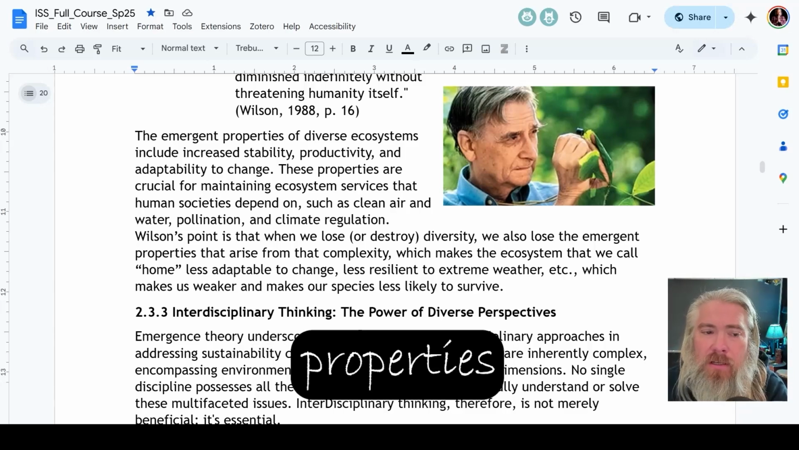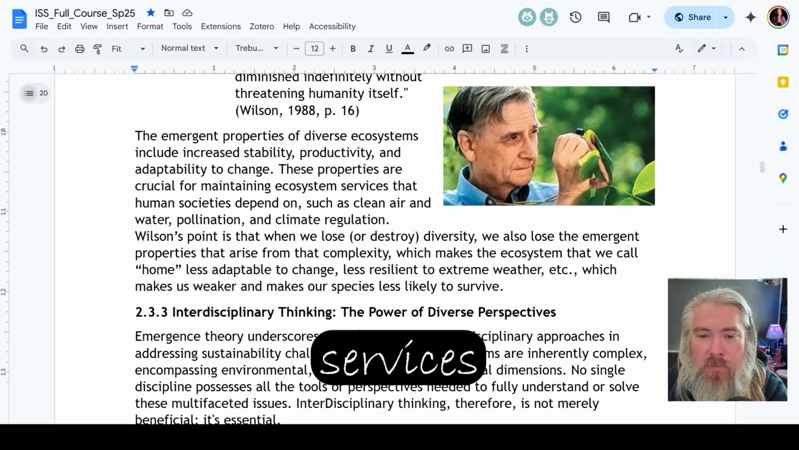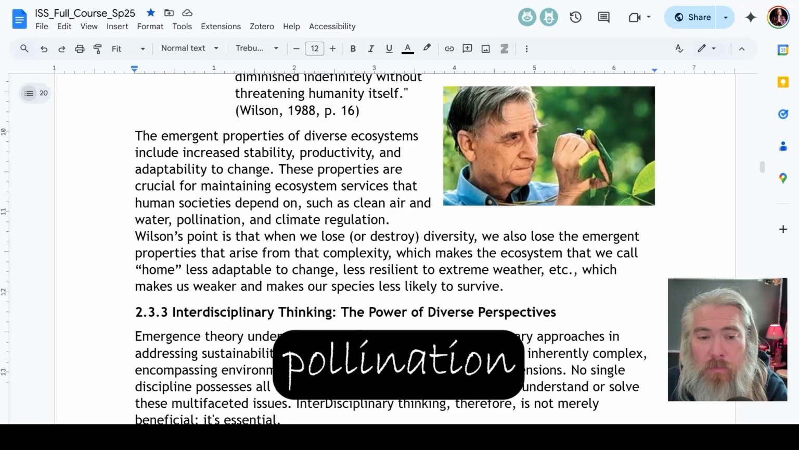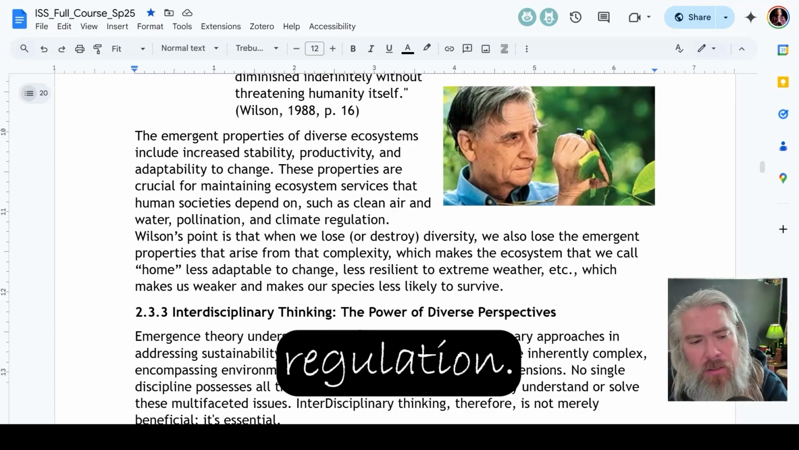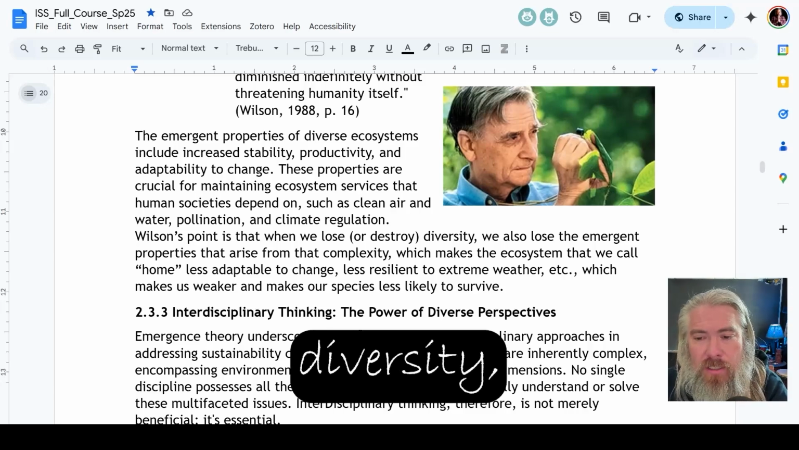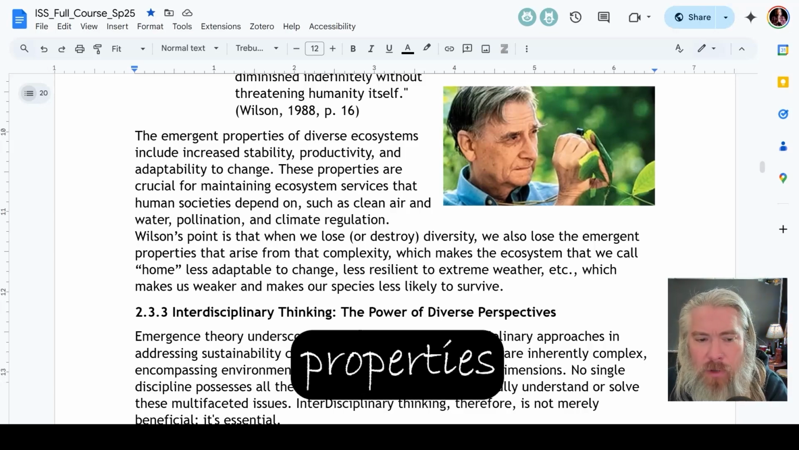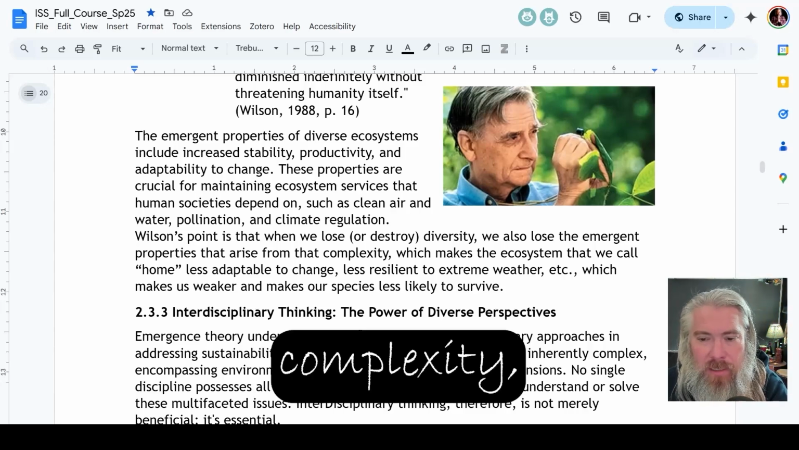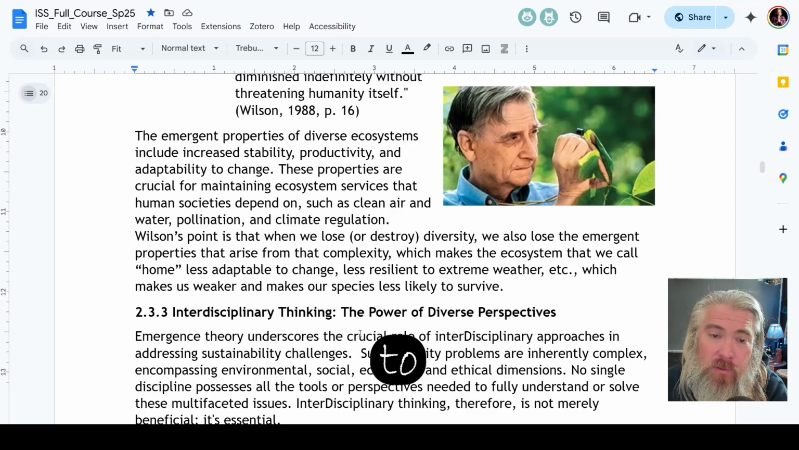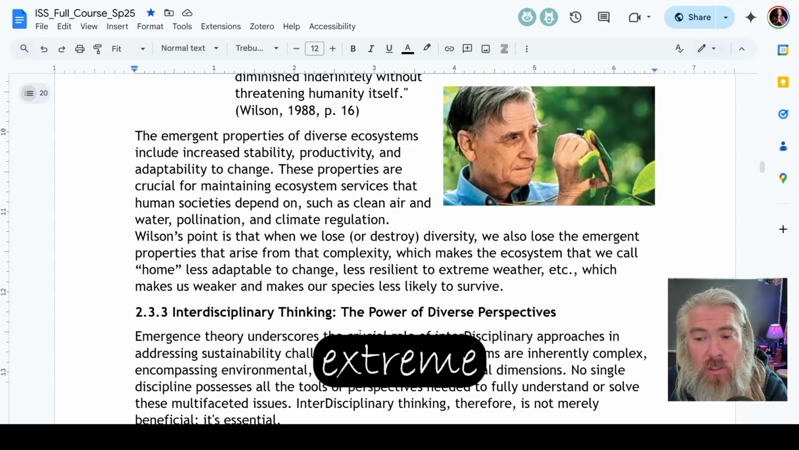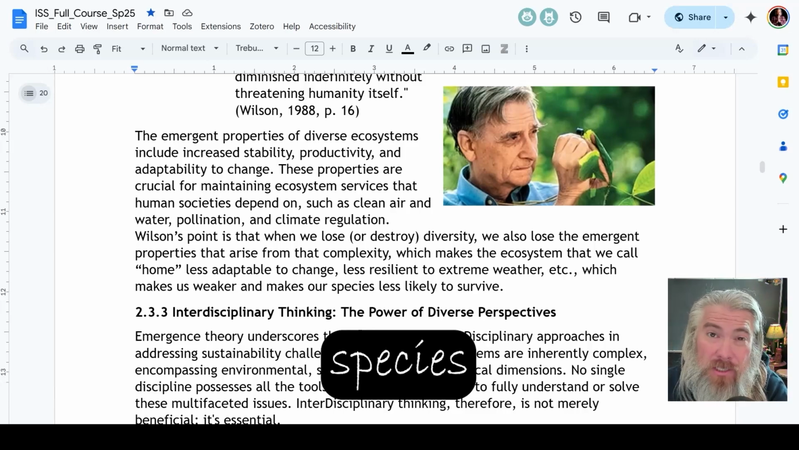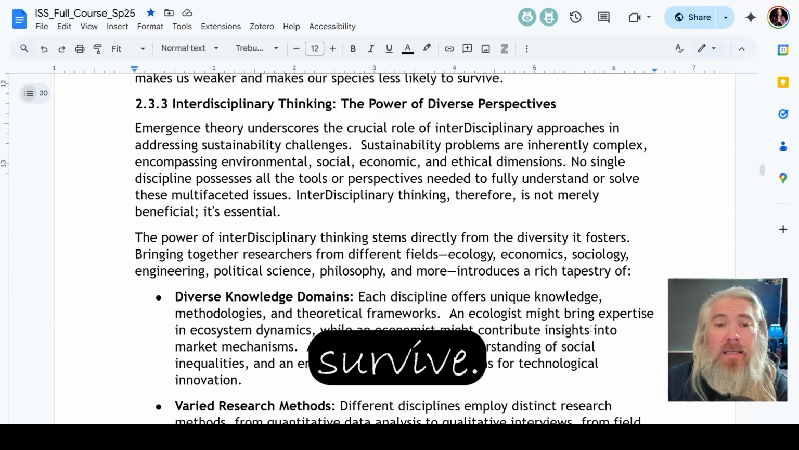These properties are crucial for maintaining ecosystem services that human societies depend on, such as clean air and water, pollination, and climate regulation. Wilson's point is that when we lose or destroy diversity, we also lose the emergent properties that arise from that complexity, which makes the ecosystem that we call home less adaptable to change, less resilient to extreme weather, etc., which makes us weaker and makes our species less likely to survive.